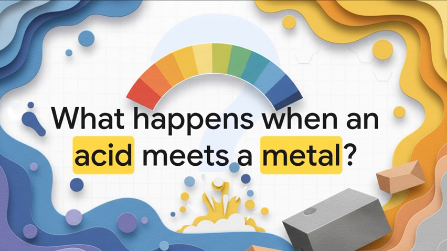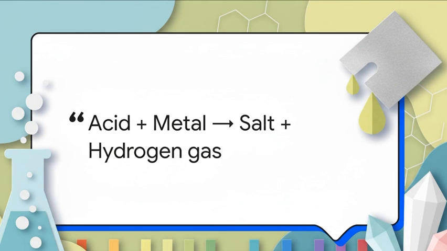Imagine you've got a test tube with some dilute sulfuric acid, and you drop a few zinc granules in there. What do you think happens? What's going on when an acid meets a metal? Here is the key formula you have to remember. The acid reacts with the metal, and it produces two things: a salt, in our example that would be zinc sulfate, and hydrogen gas. So how do we know for sure it's hydrogen?